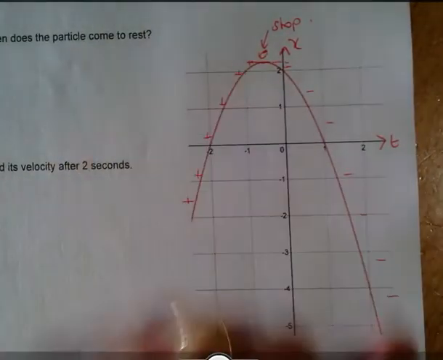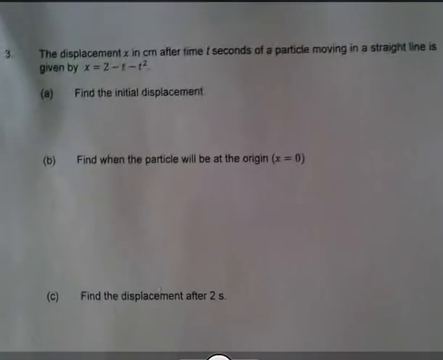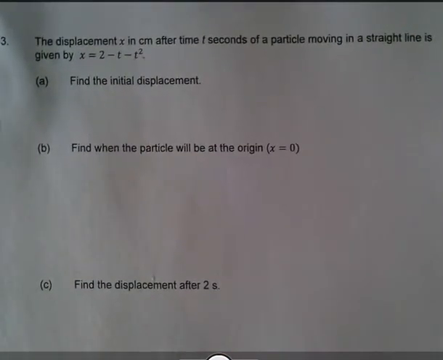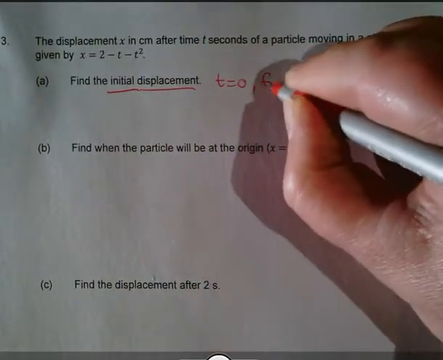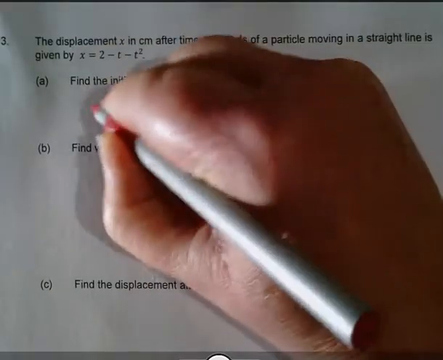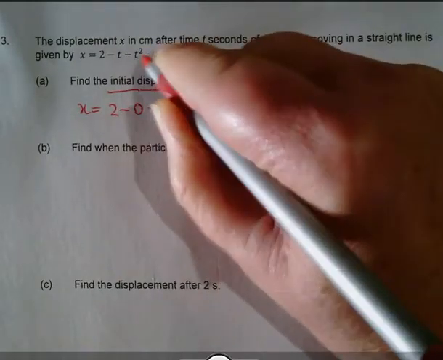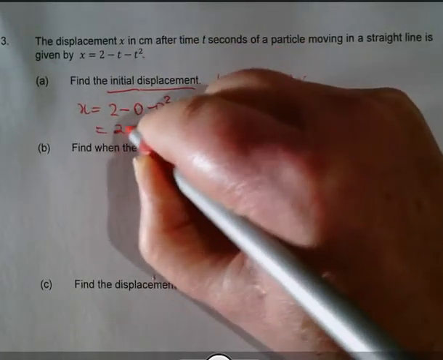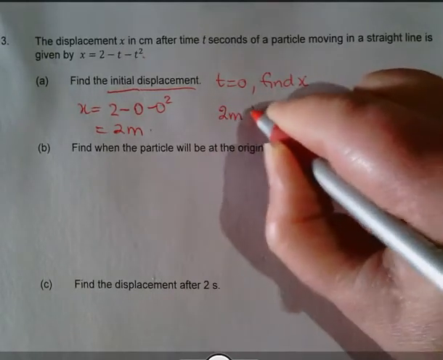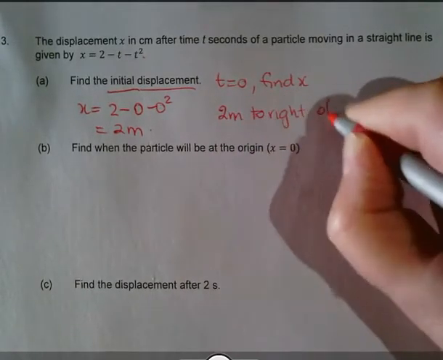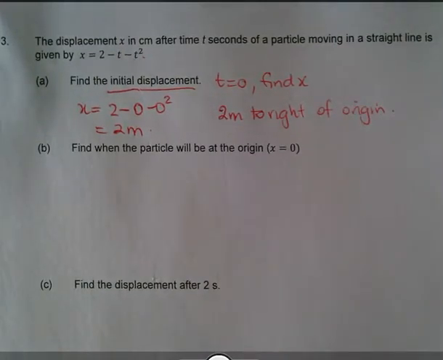So negative velocity means traveling to the left, positive velocity means traveling to the right. Okay, let's have a look. Find the initial displacement. Initial means when time is 0. Displacement, you want to find x. So x is 2 minus time is 0 minus 0 squared. So you're starting at 2. So initial displacement, you're at 2 meters to the right of the origin. It's important to interpret your answer.